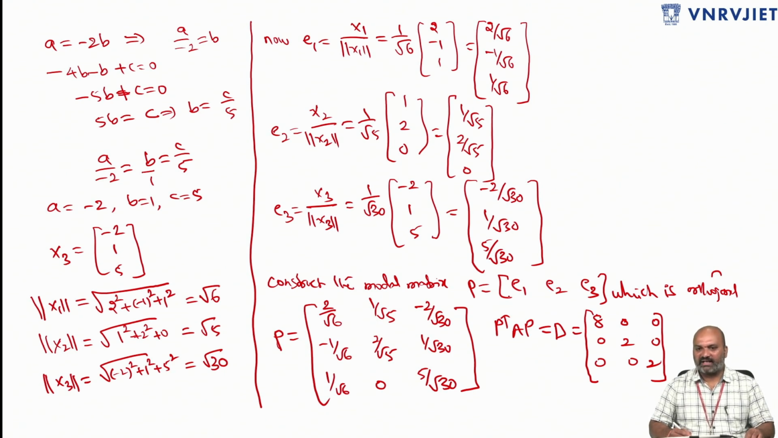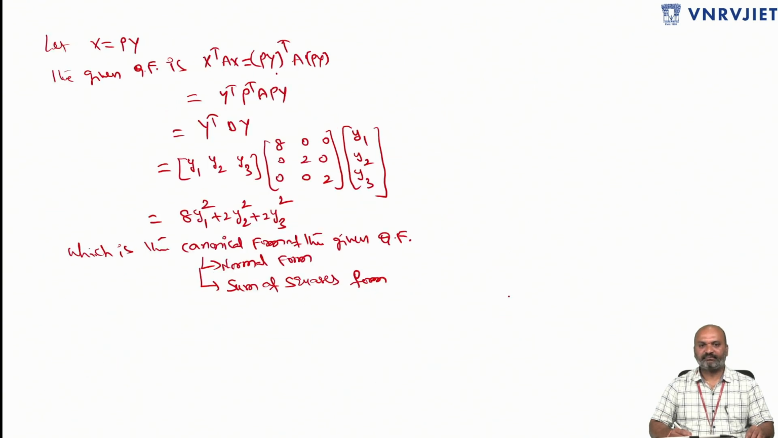If you determine P transpose A P, you are going to get a matrix D which is a diagonal matrix whose diagonal elements are the eigenvalues of the matrix A, in the order in which you have taken the normalized eigenvectors to form the model matrix. Now we consider the transformation X equals PY. Substitute, and you get the canonical form, also called normal form and sum of squares form.